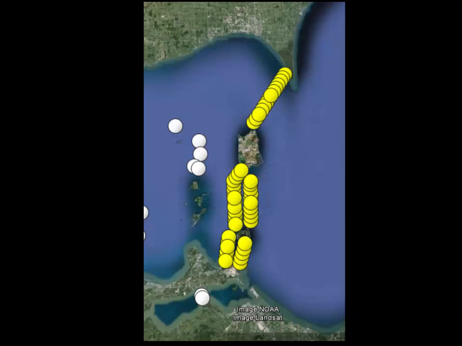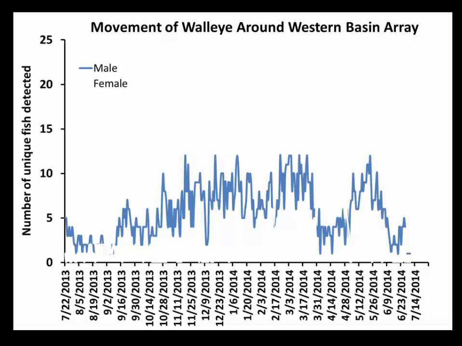The other arrays that we have out is we have the Western Basin cordoned off. And so this is more broad scale movements and allows us to get an idea of when fish are moving through a general area. So what I have here is just the number of unique fish detected on that Western Basin array through time. And so what you see is in the fall, you start seeing males show up on the Western Basin array, somewhere around September.